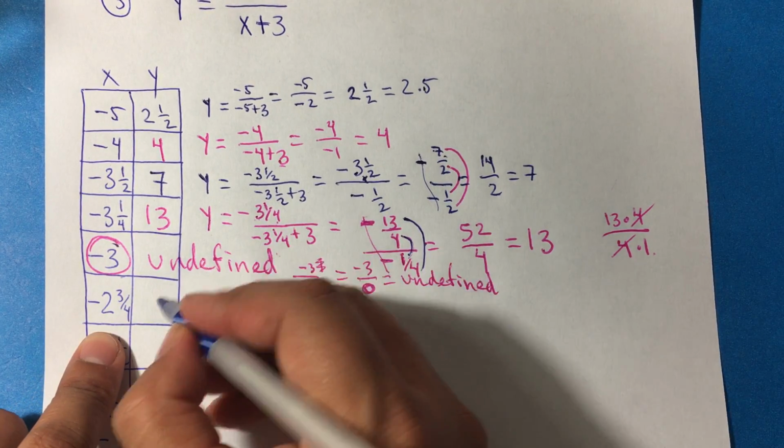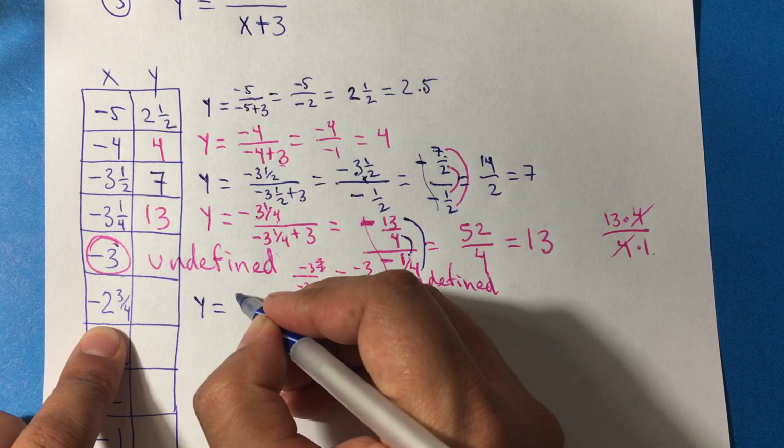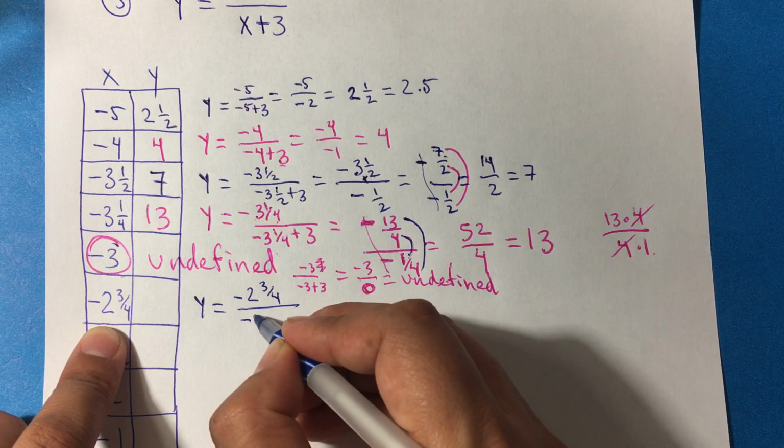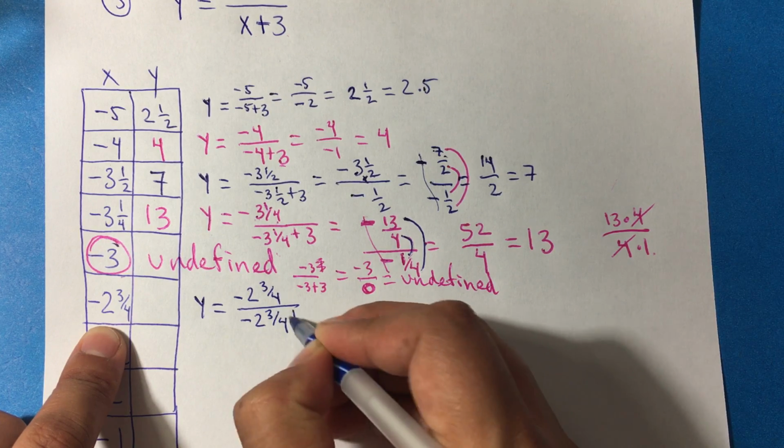Okay, for the next one, y is equal to -2 and 3/4 over -2 and 3/4 plus 3.